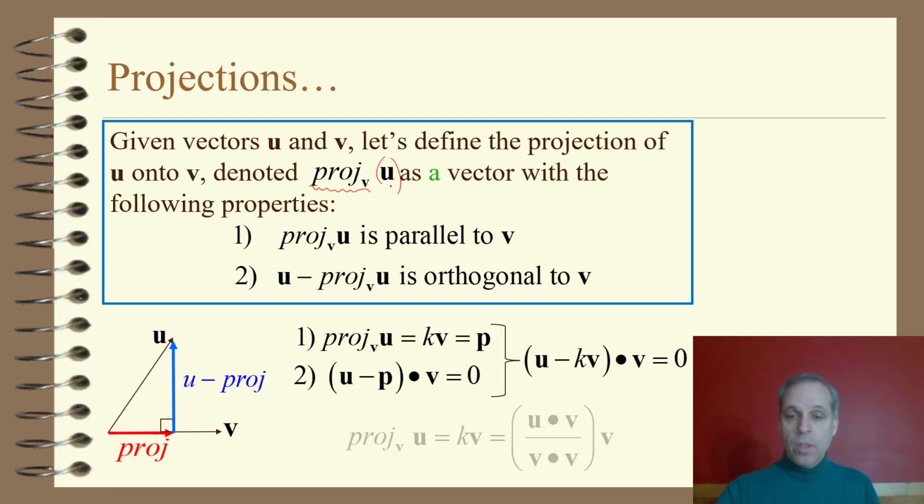When you do so, you'll get that k is u dotted with v divided by v dotted with v. So the projection of u upon v is this scalar times v. So it's u dotted with v over v dotted with v times the vector v. Easy. That's the projection of u upon v. That's the shadow of u upon v.